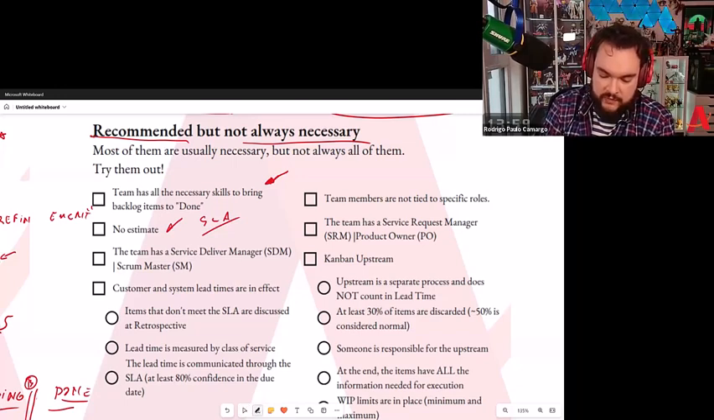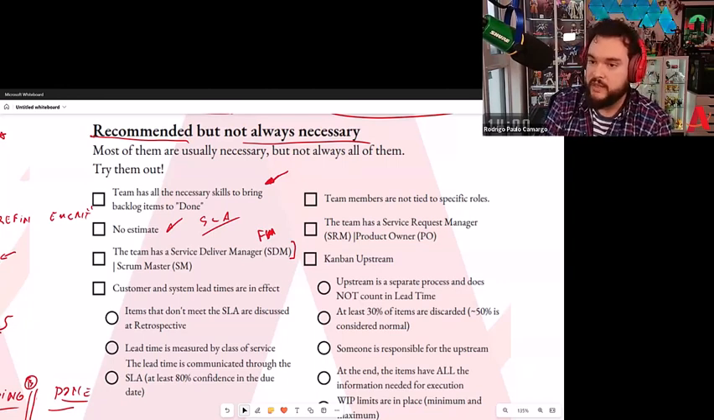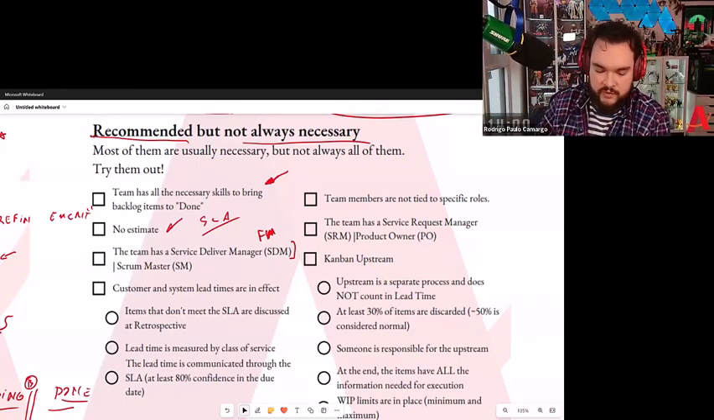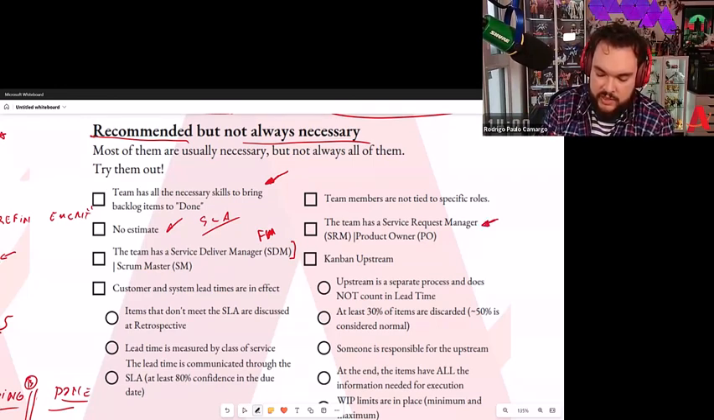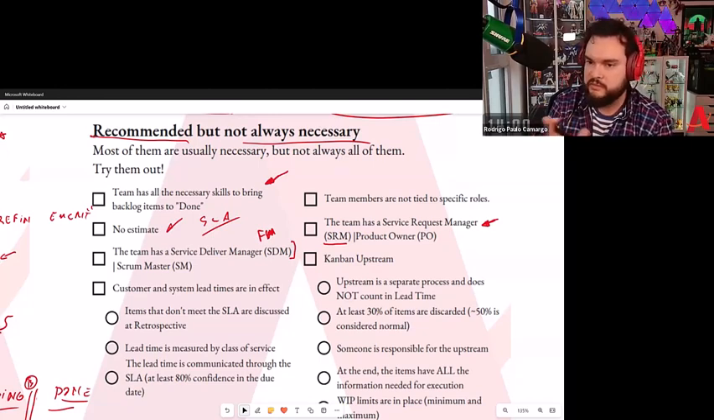Then the next one we have here: do you have an SDM or a flow manager? It's another common name, which is the service delivery manager, or a scrum master. I am of the mindset that I don't care if you call your SDM a scrum master, because that's the name in your company, and do Kanban. That is fine with me. Then the other question I have here is, do you actually have an SRM, which is a service request manager, or a product owner? Right, so I'm basically checking, do you have some kind of roles there? And then I will probe if they actually need them.